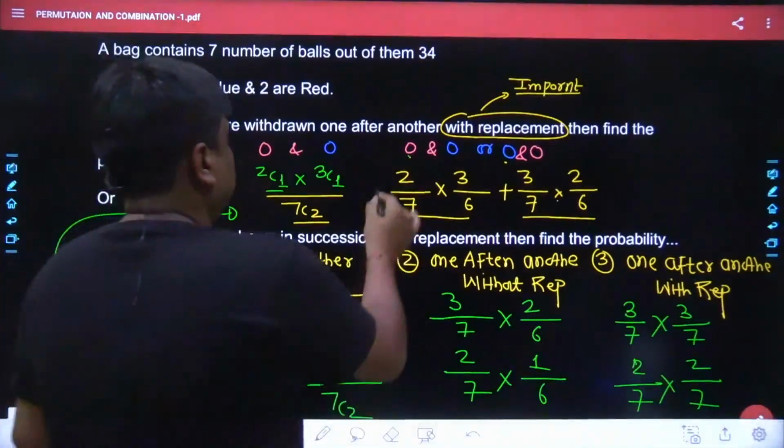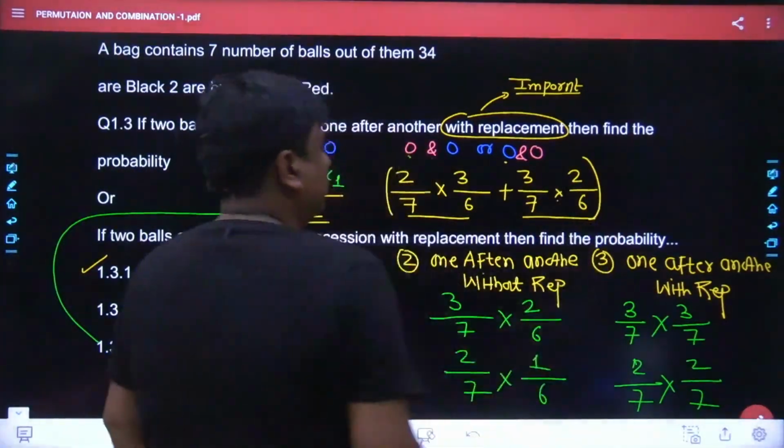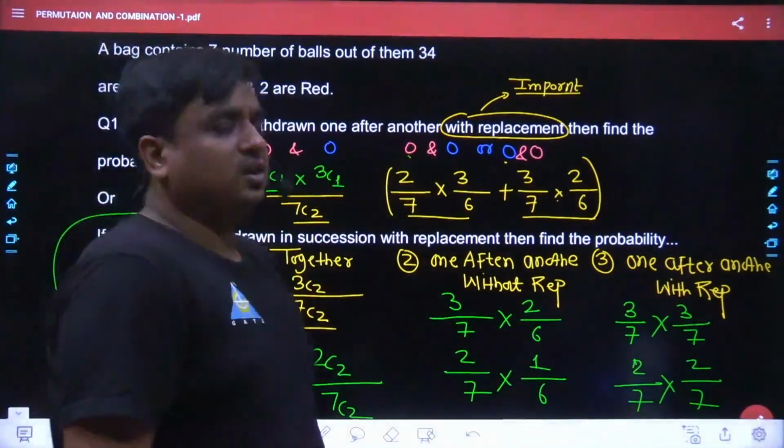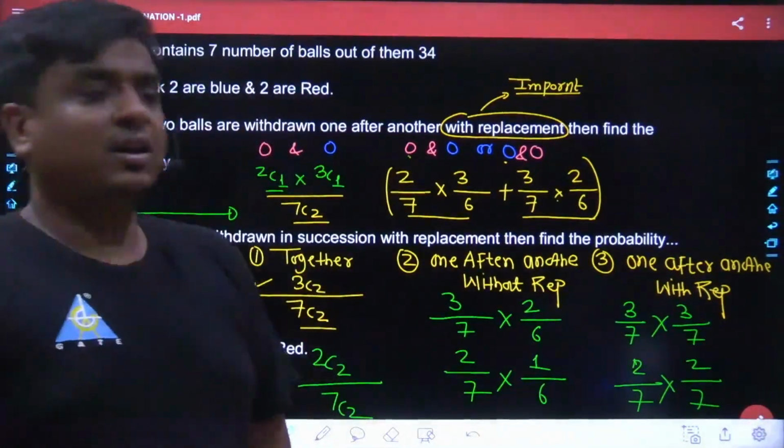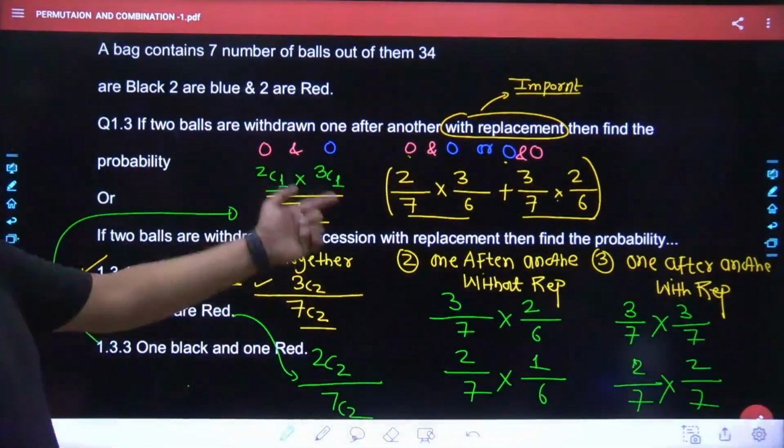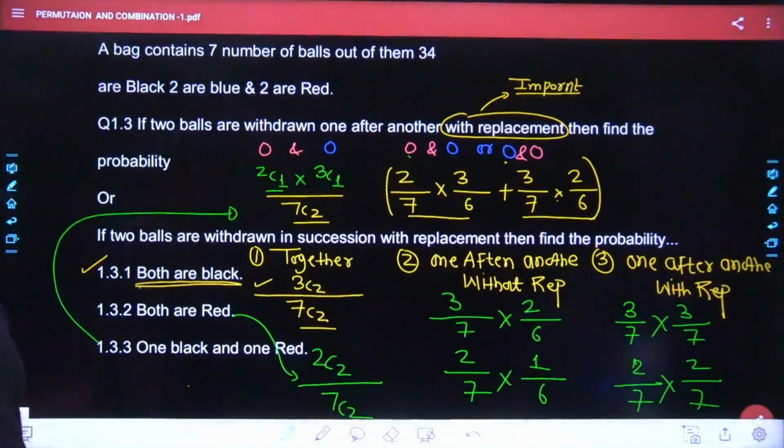Agreed? So this is the probability that the 2 balls taken one after another without replacement are 1 black and 1 red. This is the answer.